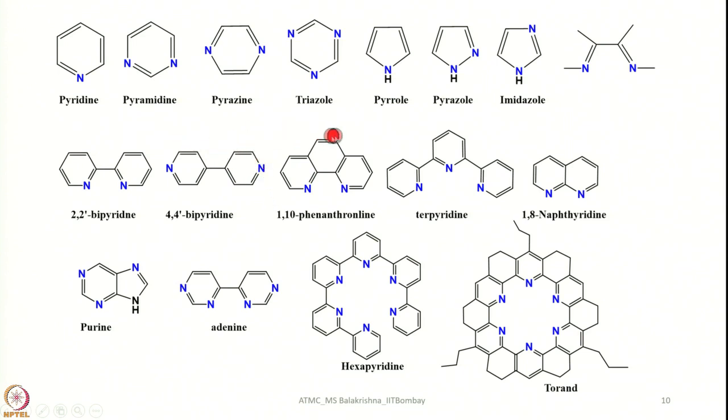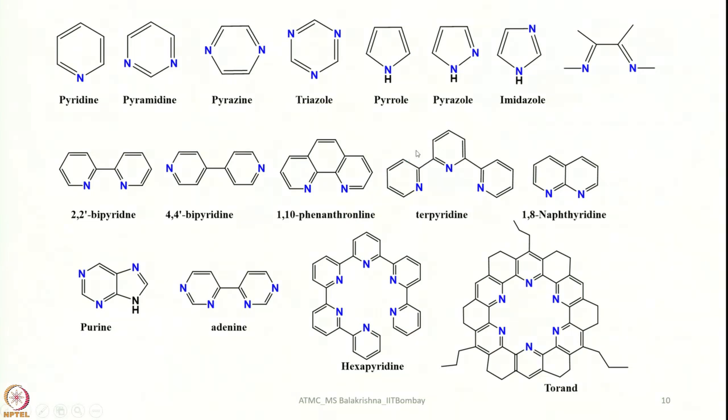So, there are numerous examples of cyclic ligands of nitrogen, the simplest ones being pyridine and pyrimidine, pyrazine, triazole, pyrrole, which of course can be anionic, and pyrazole, and imidazole is there, and then 2,2'-bipyridine, a chelating ligand, 4,4'-bipyridine, ideal for bridging, and also we have 1,10-phenanthroline, another interesting ligand, terpyridine, and this is naphthyridine. And this is purine, adenine, and also this is hexapyridine. So, we have plenty of nitrogen donor ligands.